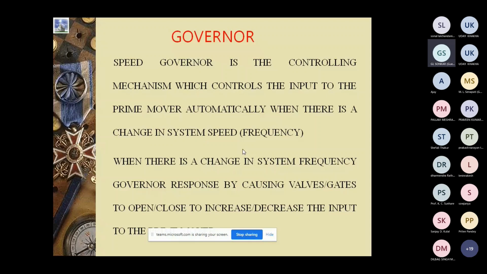Then that speed is compared with the reference speed. The difference will be sensed by your governor, whether you have to increase the speed or decrease the speed. Increasing speed means you need more water. More water means the opening of the guide vane should be more, that means your guide vane will be opened more. Closing means there is a negative speed error, so you have to close the guide vanes because it will not allow more water. According to the requirement, the movement of the guide vane should be controlled by the governor.